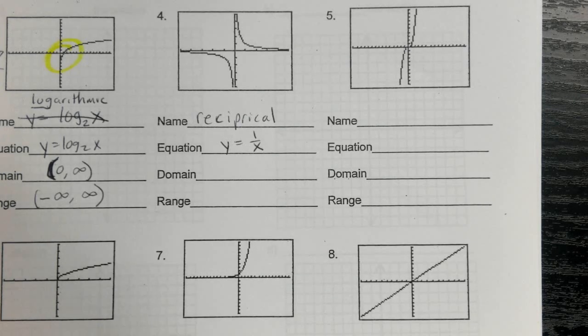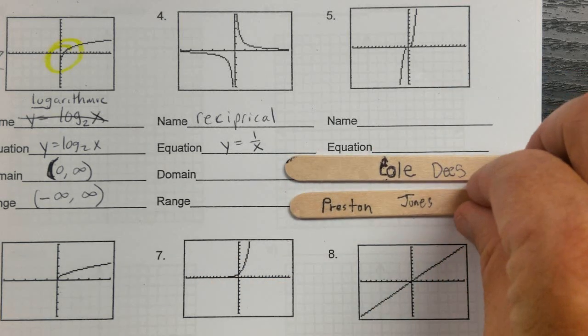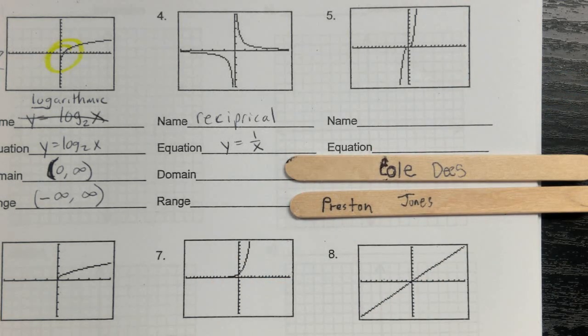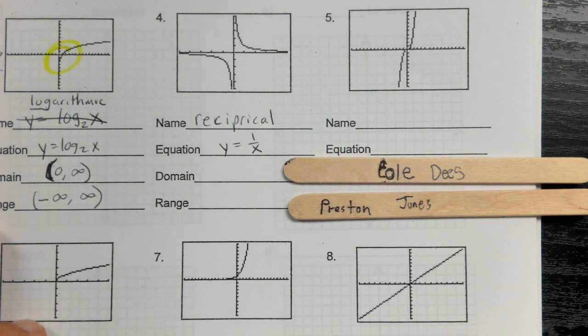Warning, the domain and range are kind of tricky for these. Having said that, I have full faith and confidence in Cole and Preston. So Cole, how about the domain? Look left to right. And I'll give you a hint. There's a break in the domain. That's what makes it tricky.